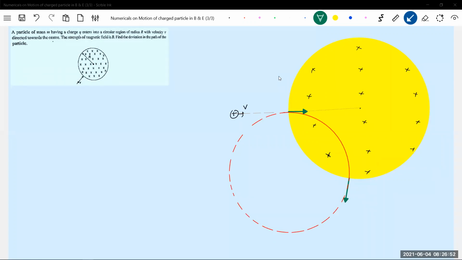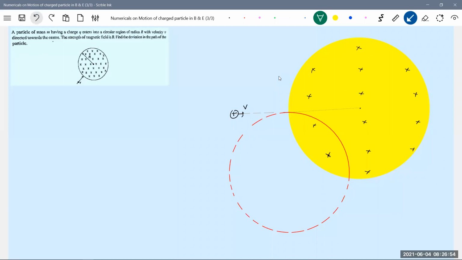Okay, the diagram. Yeah, I'll do one thing. Here it should enter radially. Yeah, okay, I'll take care of it. So it should be. Now instead of this, we'll show that it is entering here. Justified. It's now B bar velocity.